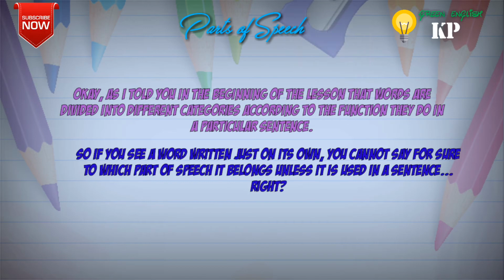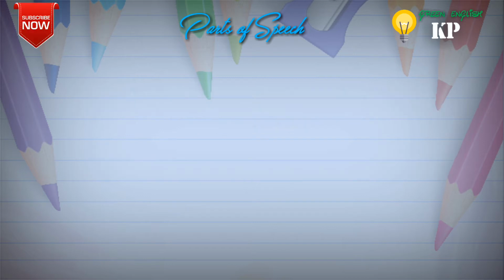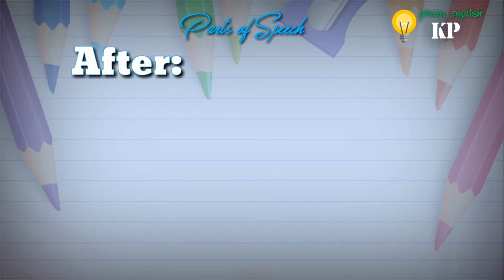Okay, as I told you in the beginning of the lesson, words are divided into different categories according to the function they do in a particular sentence. So if you see a word written just on its own, you cannot say for sure to which part of speech it belongs, unless it is used in a sentence, right? Okay, now let me give you some examples so that you can understand the concept. Let us use the word after in a few sentences and see its function.